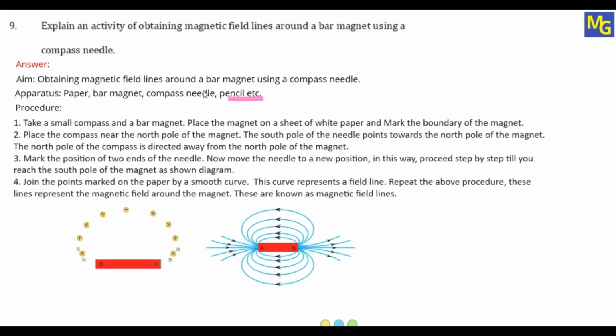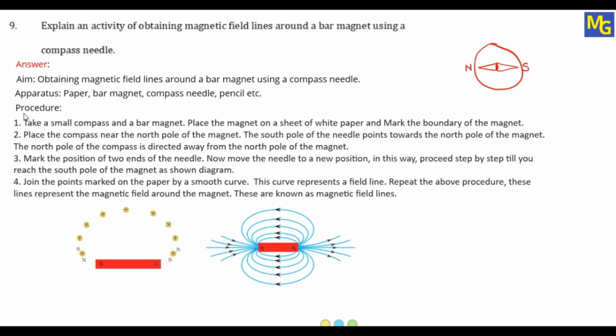What is compass needle? Compass needle is nothing but a circular object which has a needle shaped magnet inside. So how does the compass needle look? It will be in a circular shape, and inside this there will be again a small needle shaped magnet like this. So here also one side will be north and one side will be south. So like this there will be compass needle.